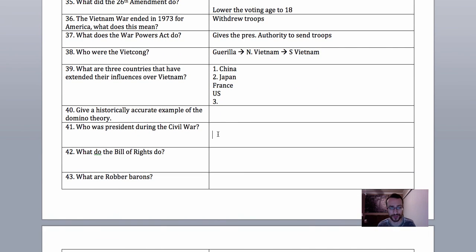Who was the president during the Civil War? Mr. Abe Lincoln. That is right. The dude on the penny, the dude on the $5 bill. Who would have thunk? President during the American Civil War.